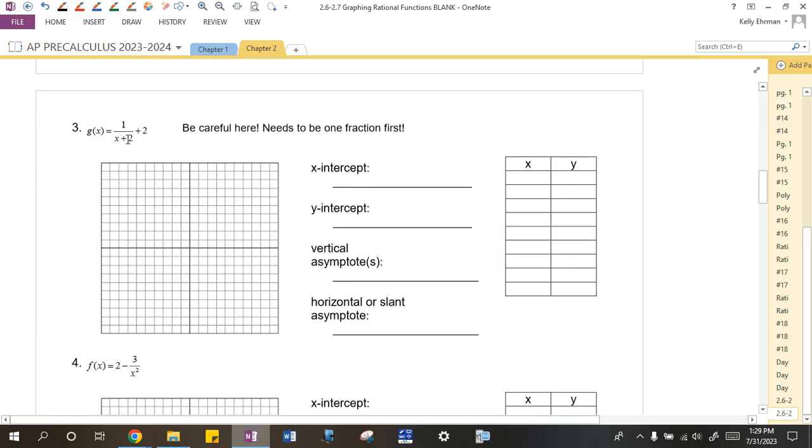Nice little warning on this one. Be careful, it needs to be 1 fraction first. Actually, it kind of doesn't. So again, this is a worksheet that we've used in past years where we didn't really talk about transformations. But now if you're going to use all the rules, then yeah, you've got to have this be 1 fraction first. But if you're going to use transformations, this is left 2, up 2. So don't forget about the parent function. You can use the parent function rules if it's just a number with no x over something simple like x plus 2 or whatever. So the vertical asymptote is at x equals -2. The horizontal would be moved up to y equals 2.